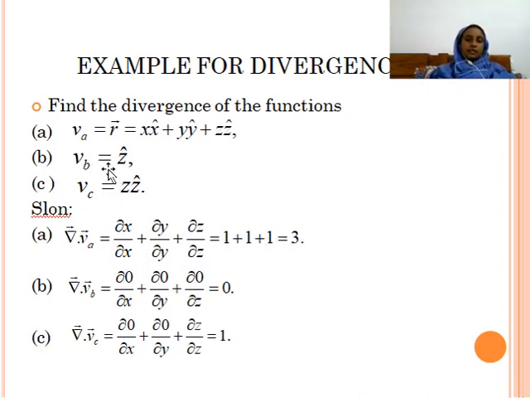Similarly in the second case, it has only z component, so all other components become 0.